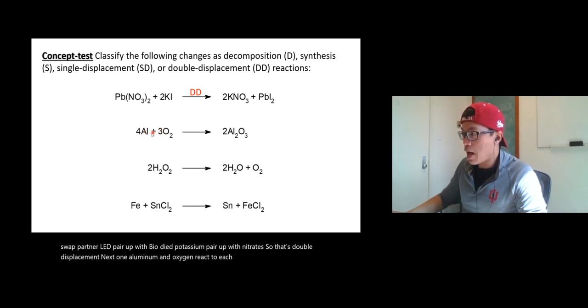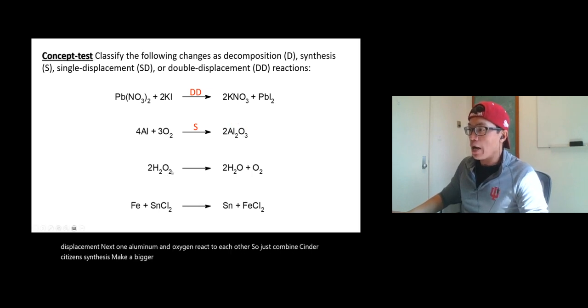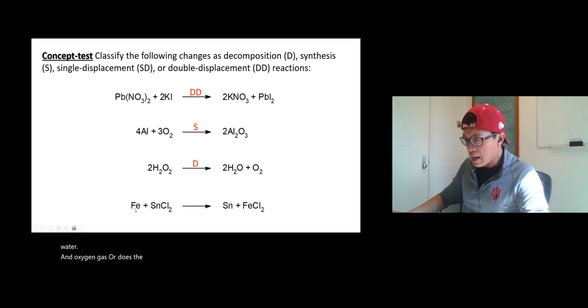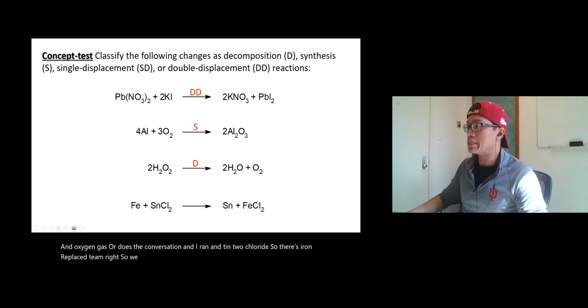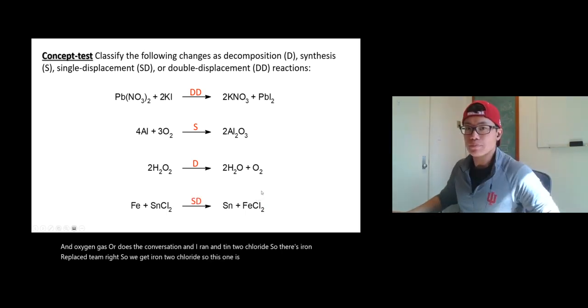So they just combine: synthesis. This is synthesis, making a bigger molecule. Now, hydrogen peroxide breaks down into water and oxygen gas, so that's decomposition. And iron and tin 2 chloride: iron replaces tin, so we get iron 2 chloride. So this one is single displacement.